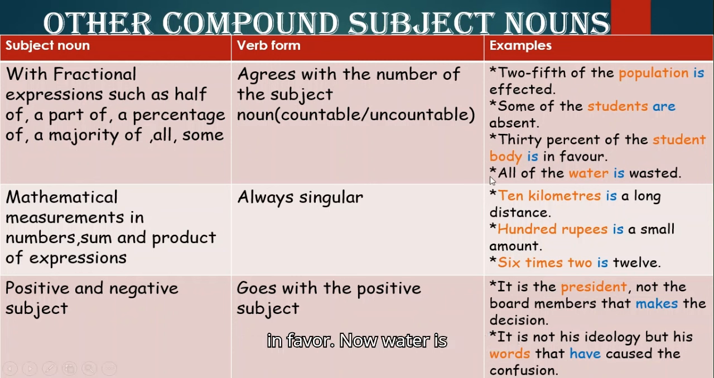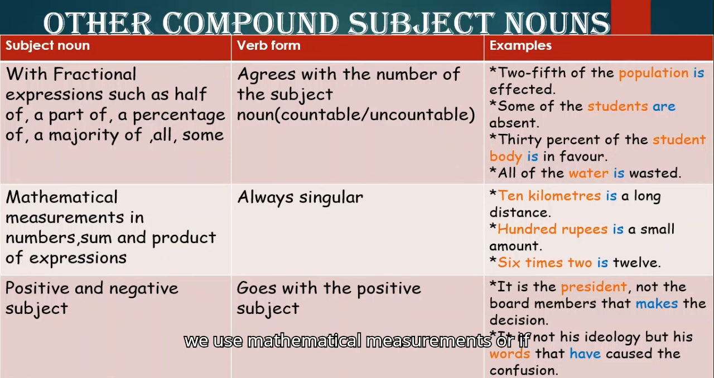Now water is uncountable, hence uncountable nouns are always taken as singular. So it is "all of the water is wasted." We cannot say "all are wasted," hence it becomes "is wasted." Similarly, in case of money, "some of the money is saved." So that was about the fractional or a part of the subject noun.